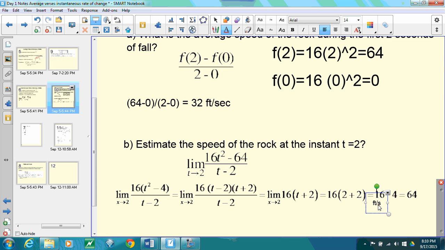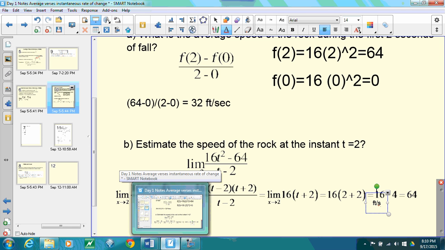So that's it for the notes. Please try I think it's 3 problems in the textbook that are on the calendar.